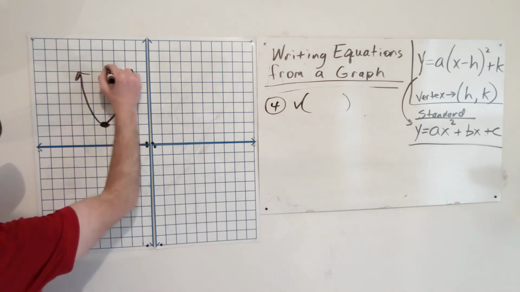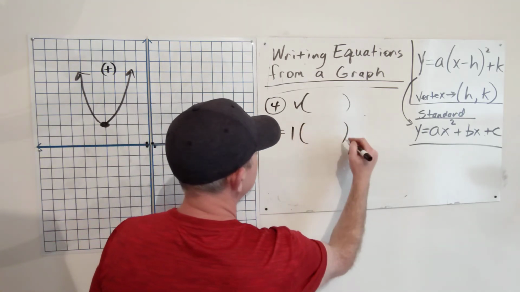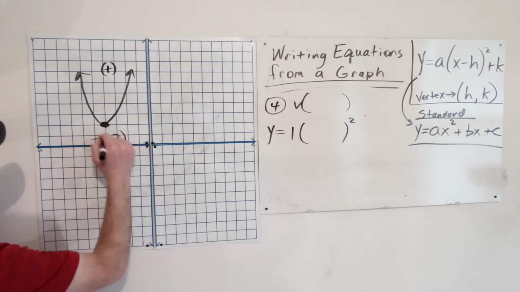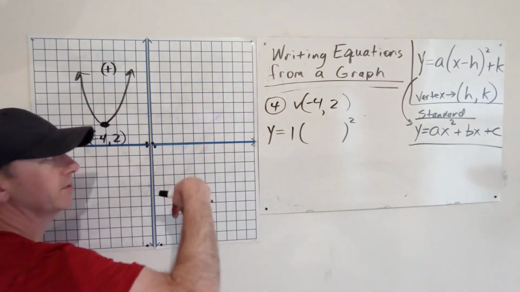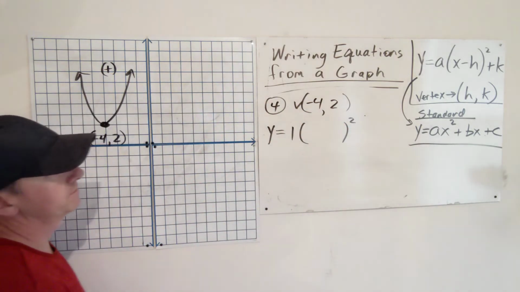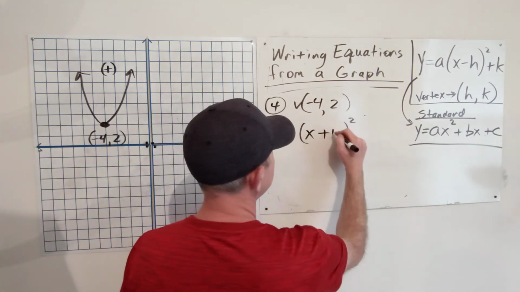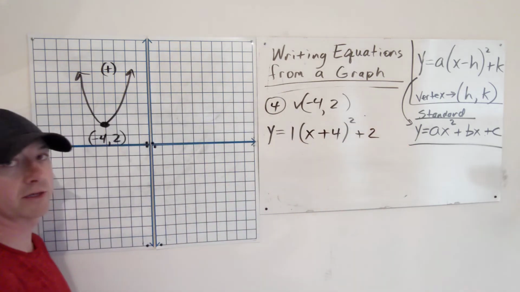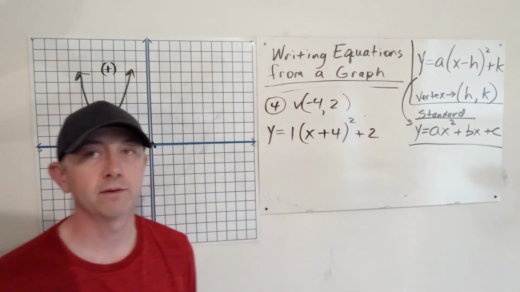So this one definitely opens up, so that's going to be y equals 1. Okay, and then from there we've got -4, +2. So that information, does it open up or down, and the vertex, are all you need really to set this up and solve it. Okay, so we get x minus a -4 turns to +4, and this is a +2, so we just put +2. So the tricky part of that: the x value changes signs, the y value does not.